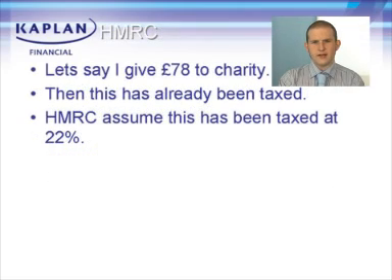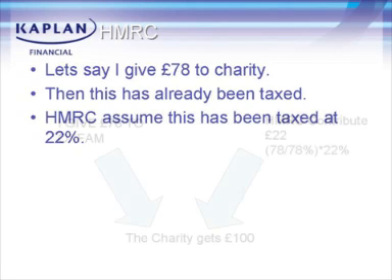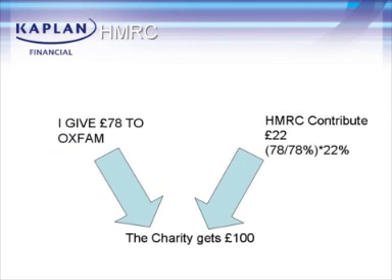Okay, so let's assume I give £78 to charity, for example Oxfam. Now, Her Majesty's Revenue and Customs assume that that has been taxed, and they assume it has been taxed at 22%. So what happens is I give that £78 to Oxfam, and they say thank you very much. Now, that has been taxed, because I'm earning money. So therefore, Her Majesty's Revenue and Customs say, I am going to give that tax back. But they are not going to give it to me. They are going to give it to the charity.